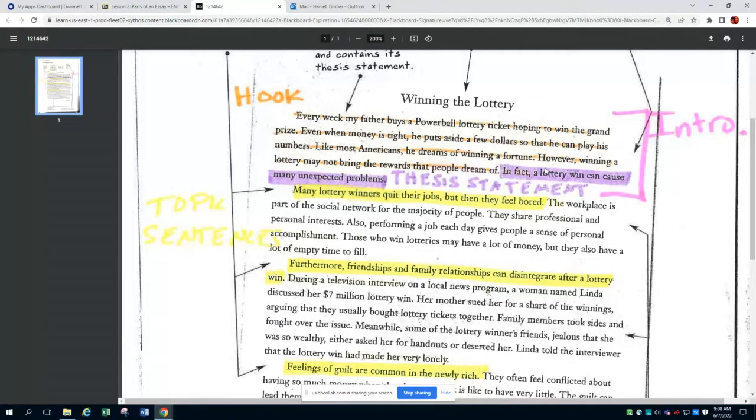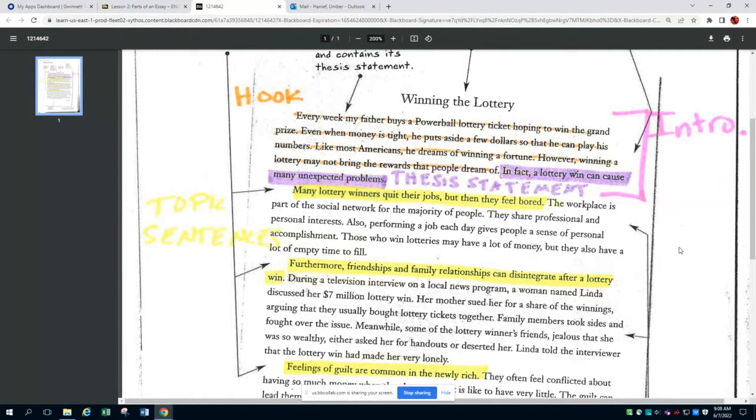He put aside a few dollars so that he can play his numbers. Like most Americans, he dreams of winning a fortune. However, winning a lottery may not bring the rewards that people dream of. In fact, a lottery win can cause many unexpected problems. Very good. Thank you so much.